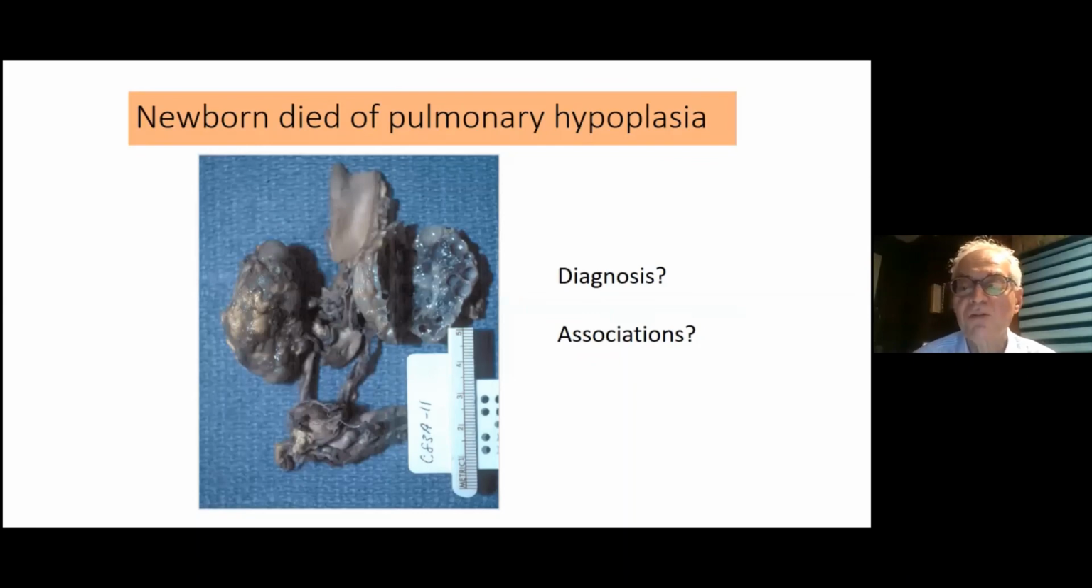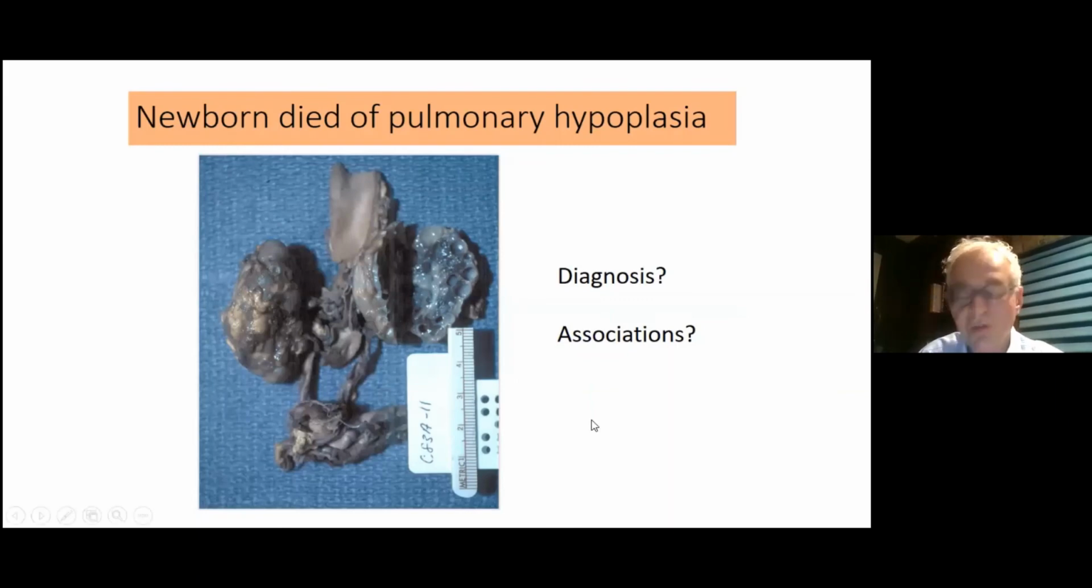And what associations do you look for? So there's recessive and dominant, right? So this actually is autosomal dominant polycystic kidney disease. These are multiple cysts in both kidneys. It's also associated with what associations? Cysts in the liver, cysts in the epididymis, and hypertension and berry aneurysms.